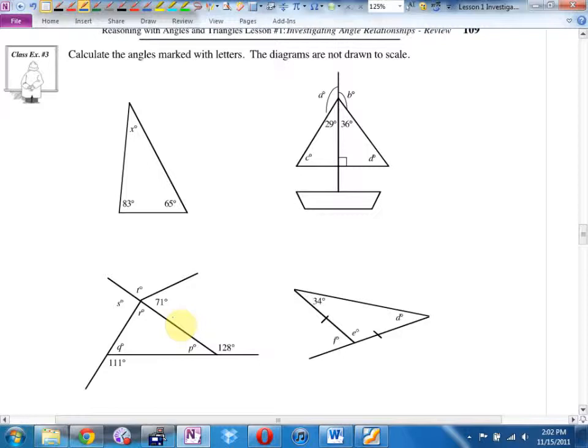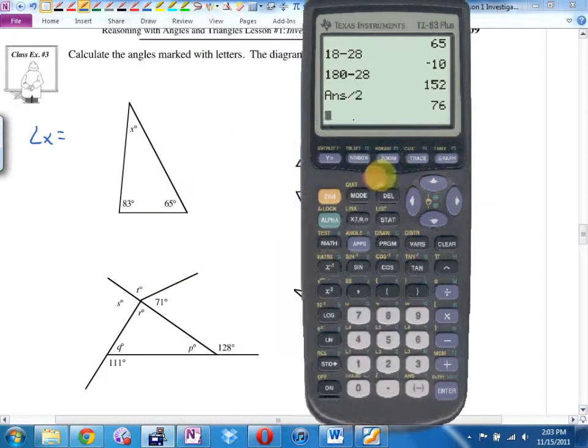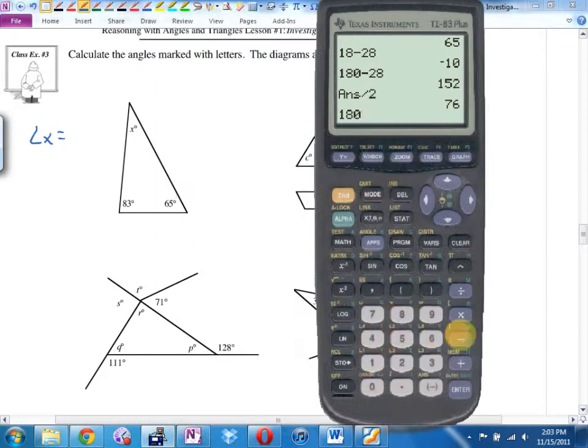How big does angle X have to be? What's angle X sitting in? What shape? A triangle. And what did we say every triangle adds to? So, 180 minus 83 minus 65. It's got to be 32.